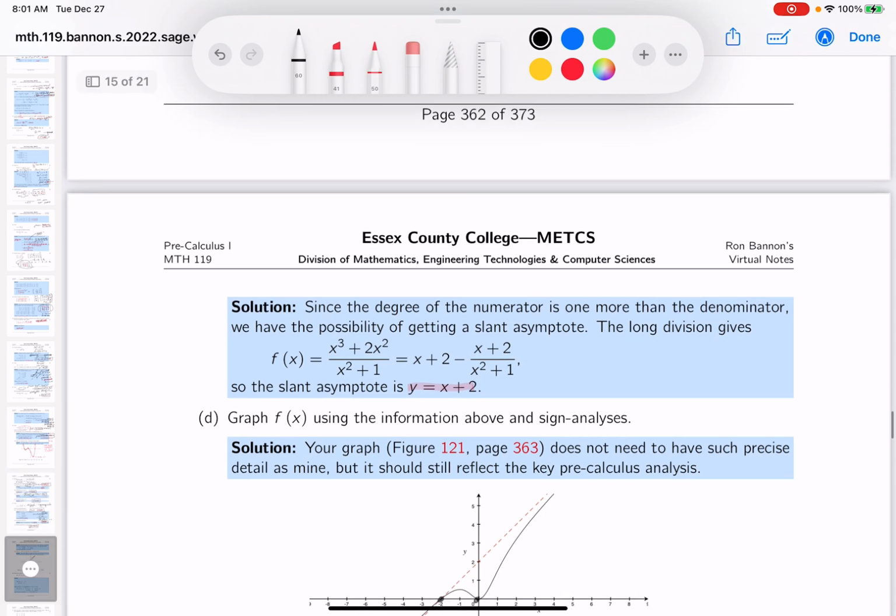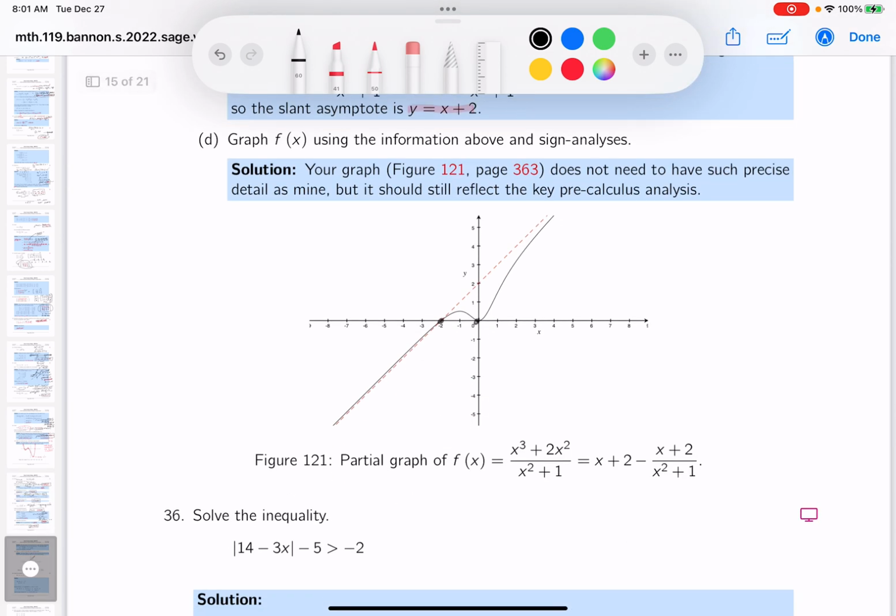So I know it's negative to the left, positive over here, and positive over there. I also know it's going towards the slant asymptote. What's a slant asymptote? It's this line over here, which is y equals x plus 2. Slope of 1, and the y-intercept would be at 2.